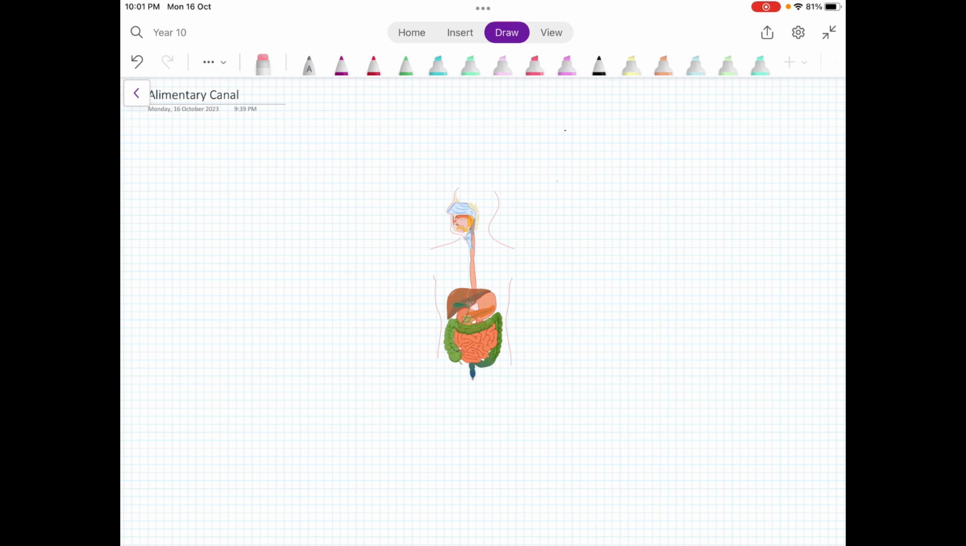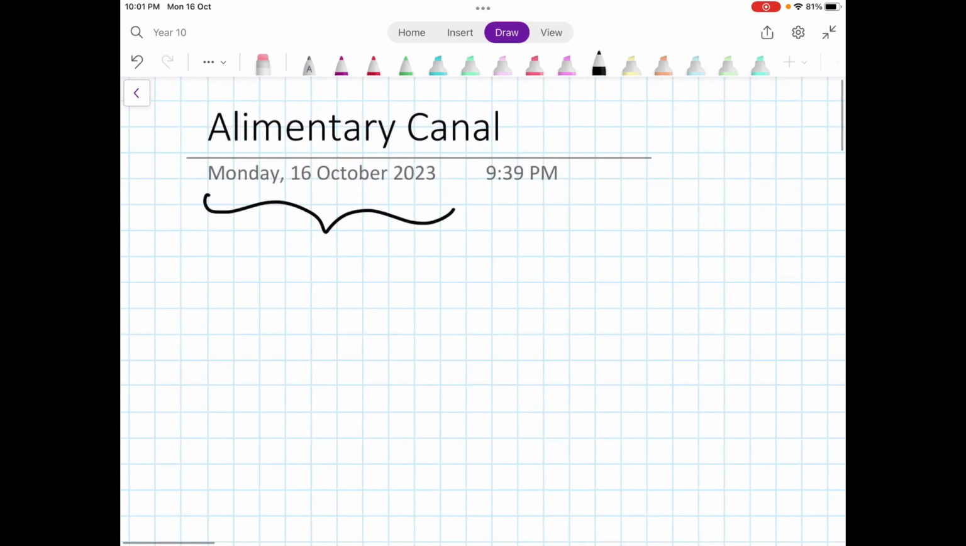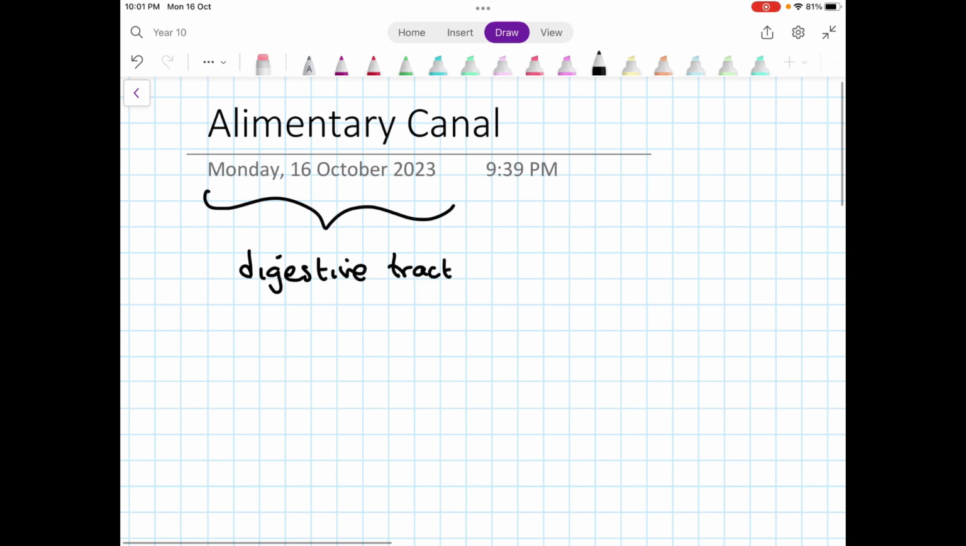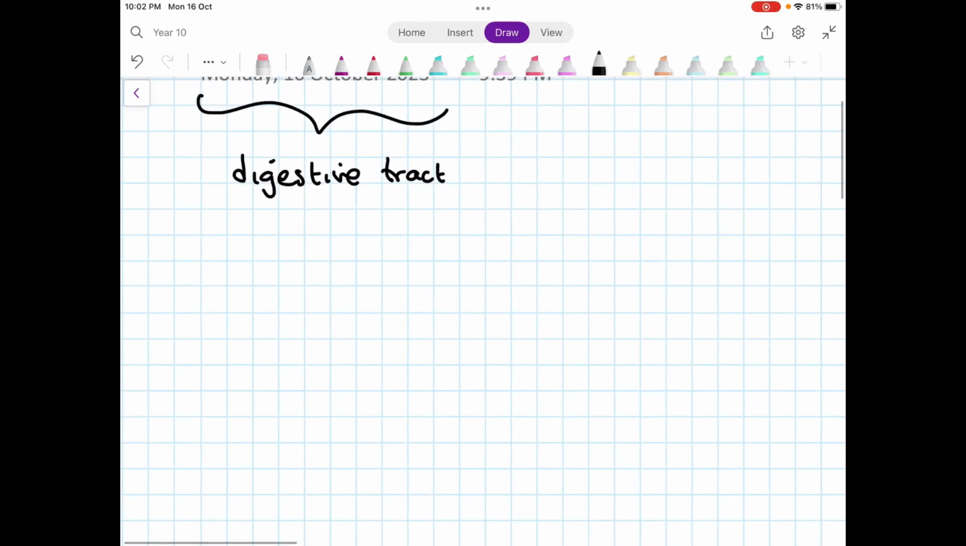We are going to be taking a look at the alimentary canal. Now, what exactly is the alimentary canal? This simply refers to the digestive tract, or the series of organs that food goes through as it's processed by the body.